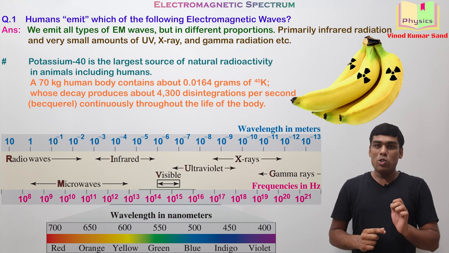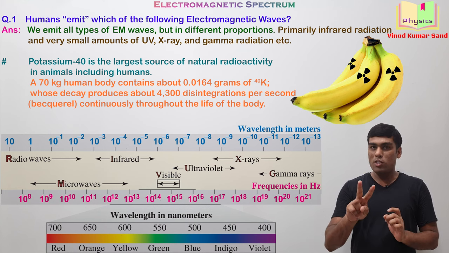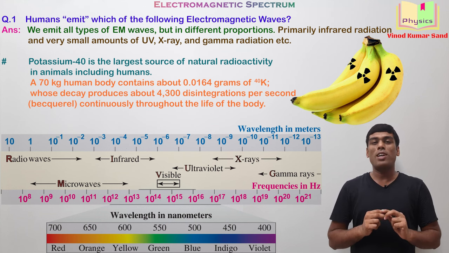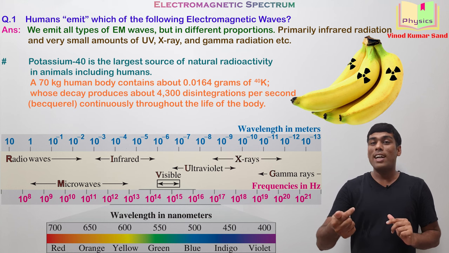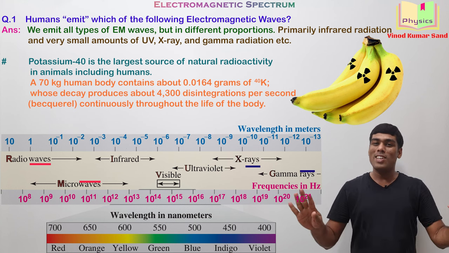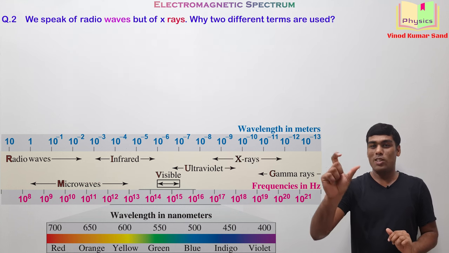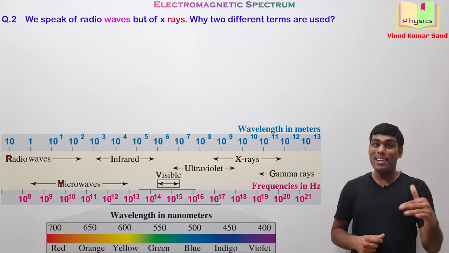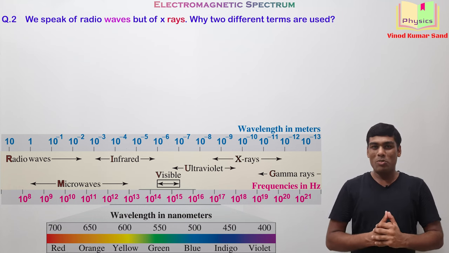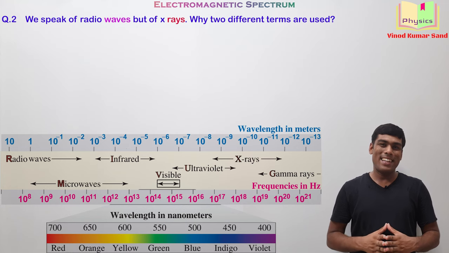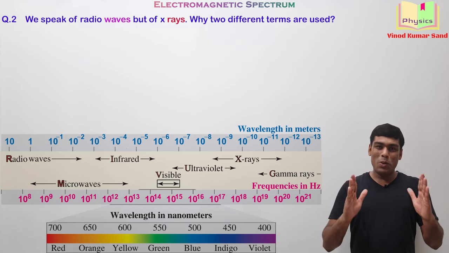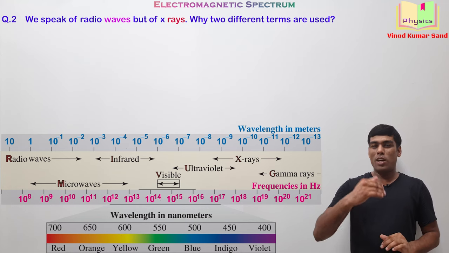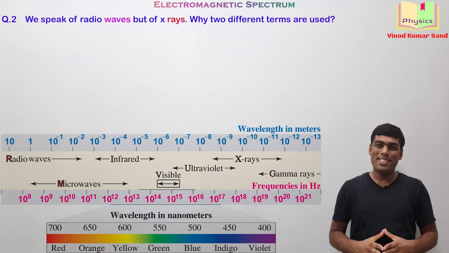Anyways, on the screen, if you have noted down the things carefully, you'll find two different words we have used. Somewhere we are writing waves and somewhere we are writing rays. Such as we are writing radio waves, microwaves, but on the other side we are writing X-rays, gamma rays. Why are two different terms used? Any guess? Any idea? Let me know in the comment box. What do you think about it? Somewhere we are using waves, somewhere we are using rays.